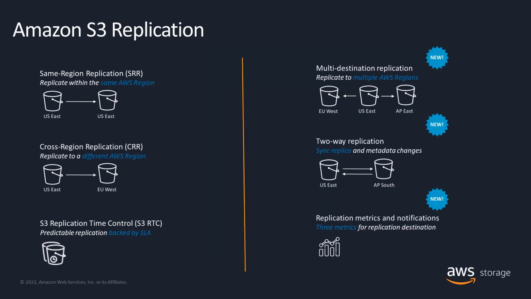Recently, we launched new features in S3 replication to address more of our customer requirements. For example, you can now replicate from a single source bucket to multiple destinations in the same or different AWS regions. You can enable two-way replication between two or more primary buckets, and you have the option to enable replication metrics and failure notifications with any of your cross-region as well as same-region traffic.